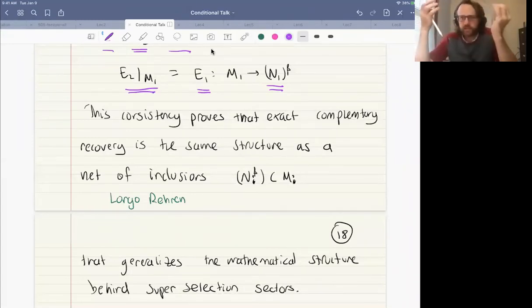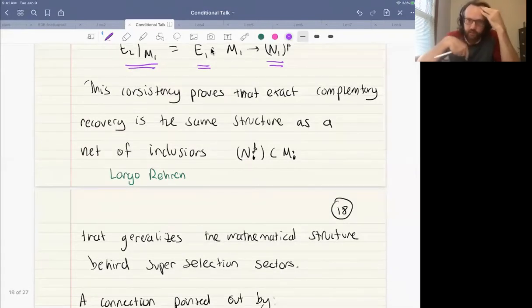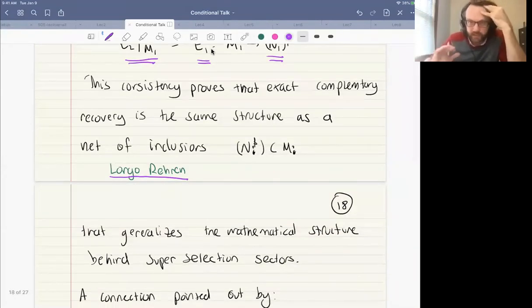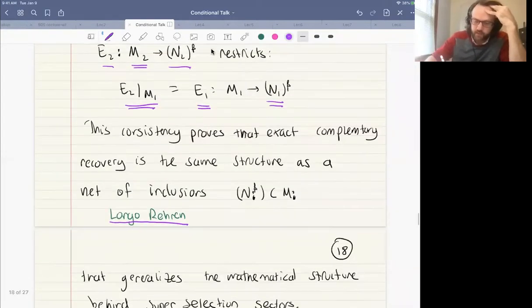But here it just pops out of this complementary recovery condition. It means that the mathematical structure behind superselection sectors, which was formalized in this paper, moved beyond just symmetry. It was a formal structure that didn't need some global symmetry. But the important ingredient in it was a conditional expectation which had this property.